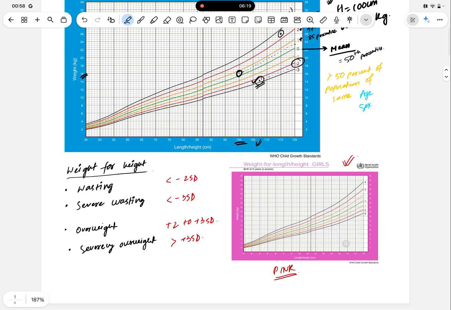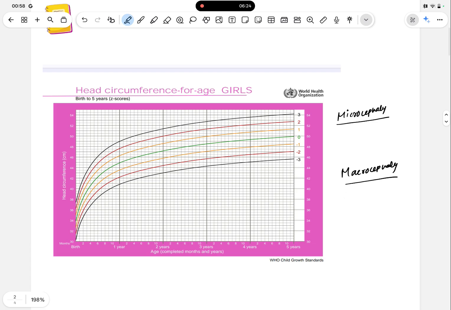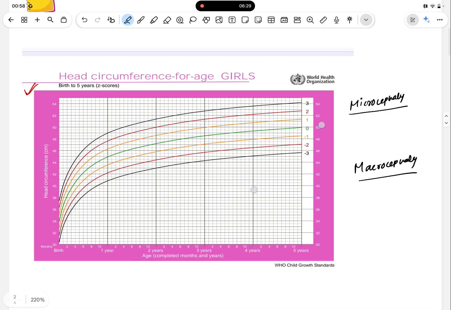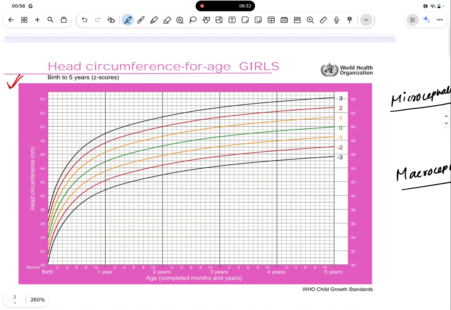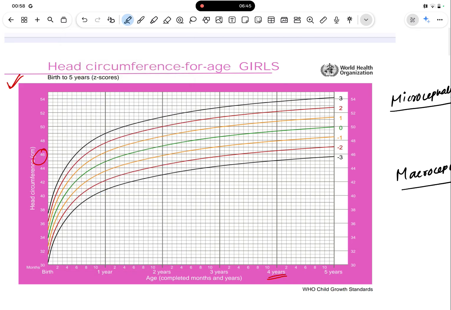Okay, so now going to the second graph, that is the head circumference. For boys it will be blue, for girls I have taken the example of a pink chart. So suppose the head circumference is around 46 centimeter, this is just for example, and the age is suppose around 4 years. Okay, so if we plot the graph, plotting the graph will take our point 2, this is 4 years, and here comes 46 centimeter, right?